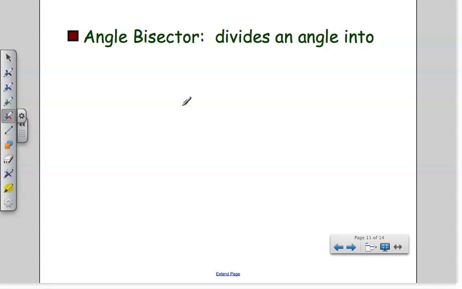Another term for today, angle bisector. What does that word bisector mean? We talked about it for a few days now. Bisector means you're cutting, right? Like dissecting, but you're cutting into two parts that are congruent. So an angle bisector divides an angle into two congruent angles. Two smaller congruent angles.